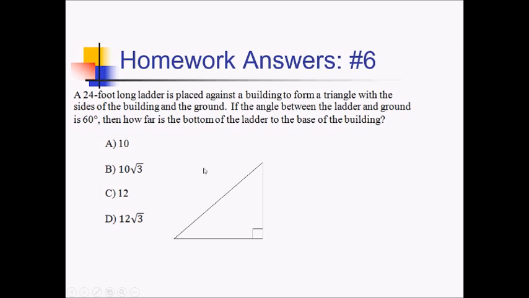So let's put in some dimensions here. We have a 24-foot ladder. That's this hypotenuse here that's laying from the ground to the wall, so we'll put a 24 here. And they said the angle between the ladder and the ground was 60. That's this angle right here, so that's 60 degrees. They want to know how far the bottom of the ladder is to the base of the building. Well, from the bottom of the ladder right here to the base of the building, we're talking about this bottom side of the triangle.